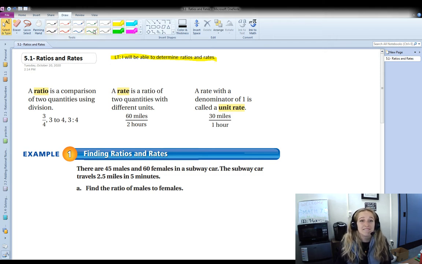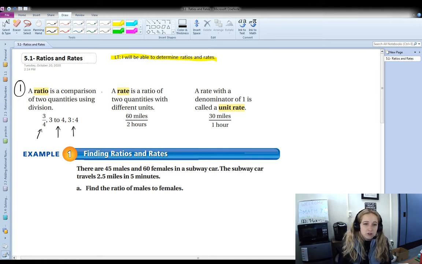So let's start with some definitions. I'm going to read a definition and then I want you to pause it and write this down in your notebook. The first one is a ratio. A ratio is a comparison of two quantities using division. You can either write a ratio as a fraction, or you can write it with the word "to" in between, so 3 to 2, or you can write it with the colon. Those are the 3 ways you can write a ratio. So pause the video and write down that definition, please.